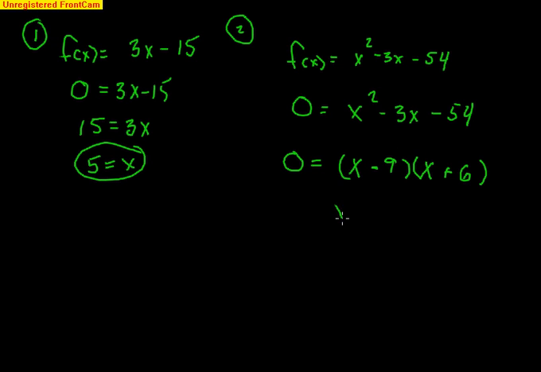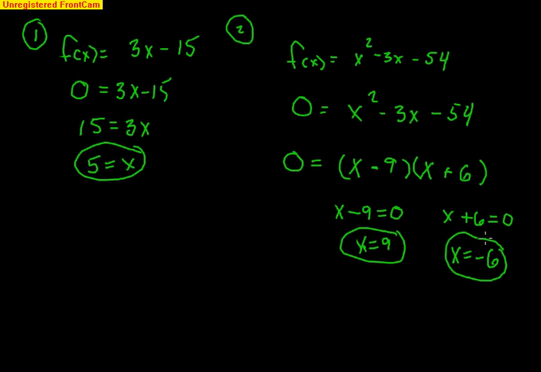So what are my zeros? Well, I got x minus 9 could be 0. I got x plus 6 could be 0. So add the 9, I get x equals 9. There's one 0. Subtract the 6, I get x equals negative 6. So I have 2 zeros for that particular problem.